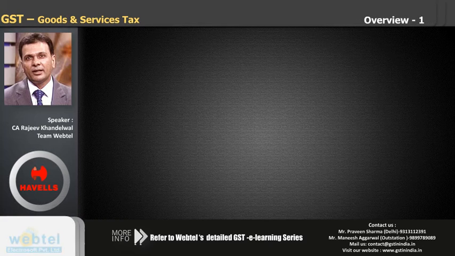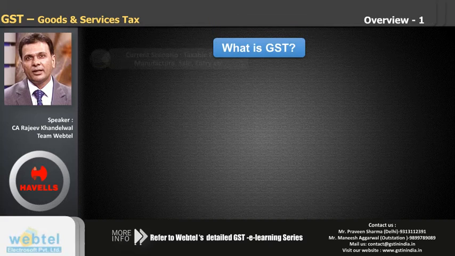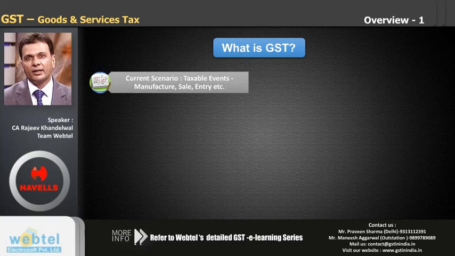So first of all, the question arises, what is GST? If we look at the current scenario, you are aware that we have multiple taxable events. Now what does that mean? You are aware that when a product is manufactured, then we have to pay excise duty. When it is sold, then we have to pay VAT or GST. Similarly, in some states, when the goods enter a particular state, then we have to pay entry tax, octroi, etc. So we have different taxable events prior to GST.